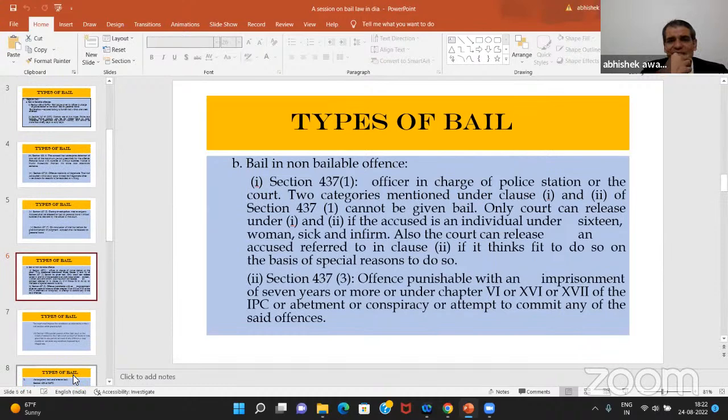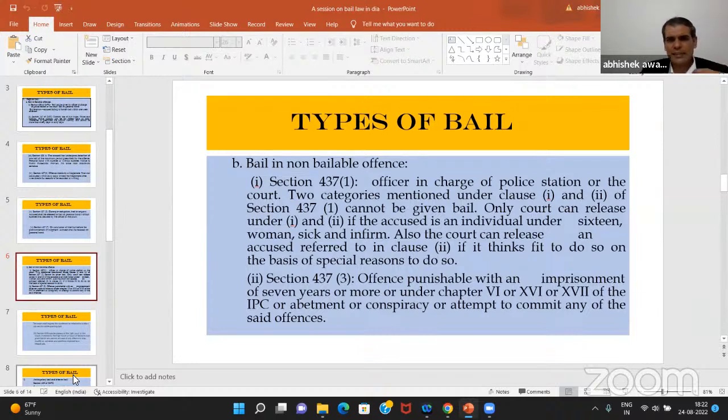Now, we have discussed bailable offenses. Now we'll come to non-bailable offenses. Non-bailable offenses are those offenses where bail doesn't become a right. It is just a matter of prayer sought from the court, and it is in the discretion of the court whether to enlarge him on bail or to commit him to custody, judicial or police.